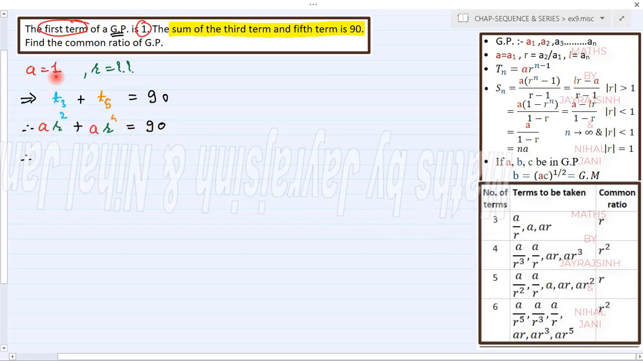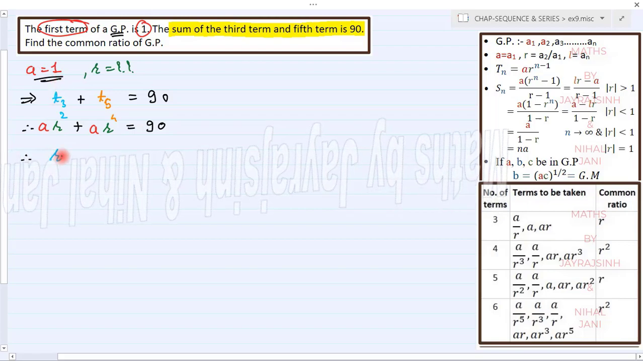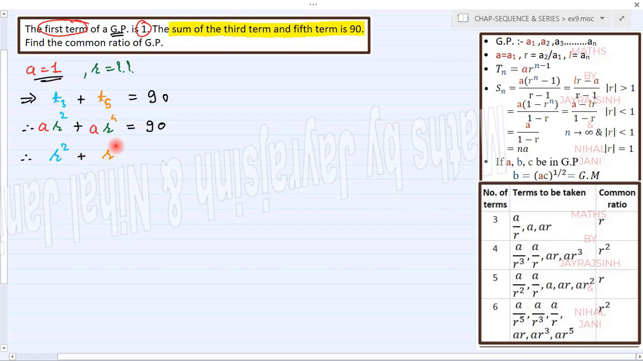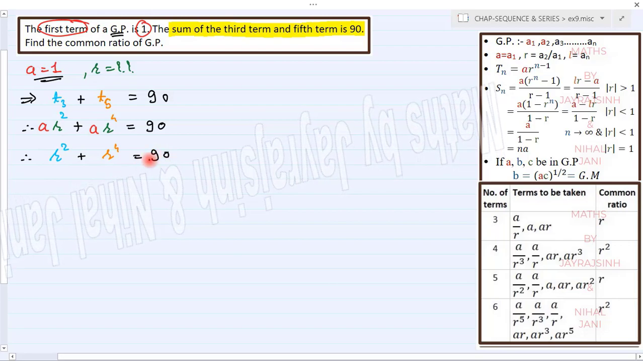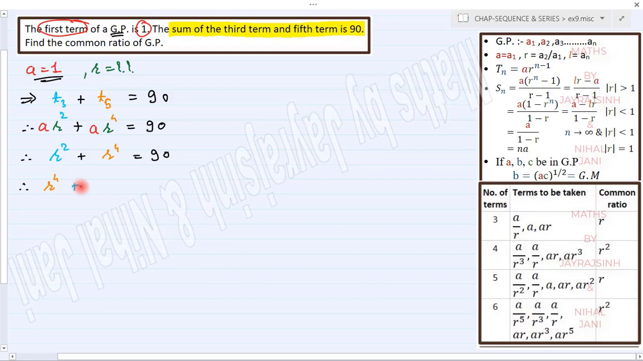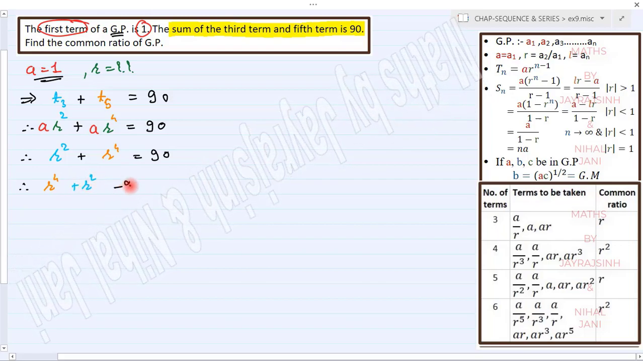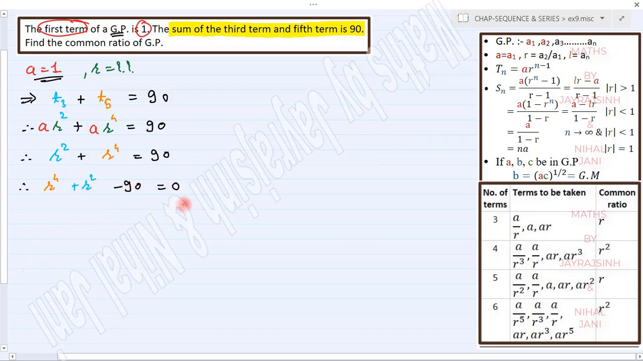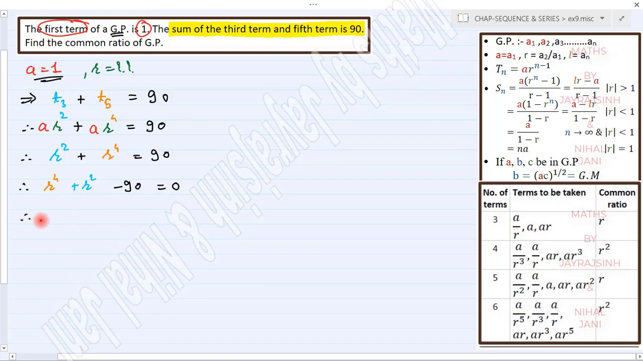But we know that your a is 1. So here we'll get r square plus r raised to 4 is equal to 90. Or let's rearrange the terms. r raised to 4 plus r square minus 90 is equal to 0. Now we have to create the factors.